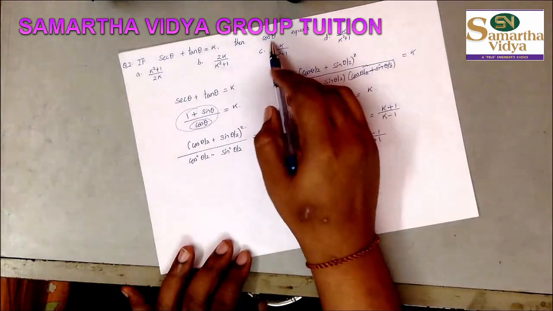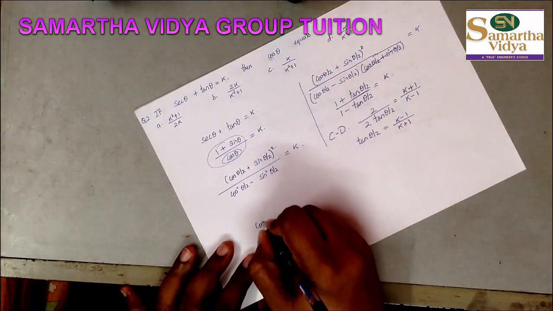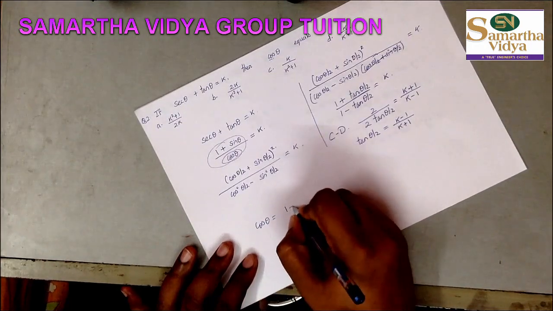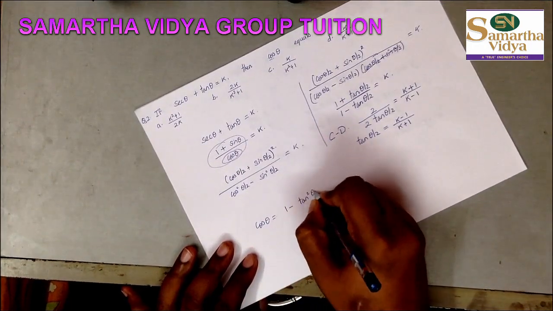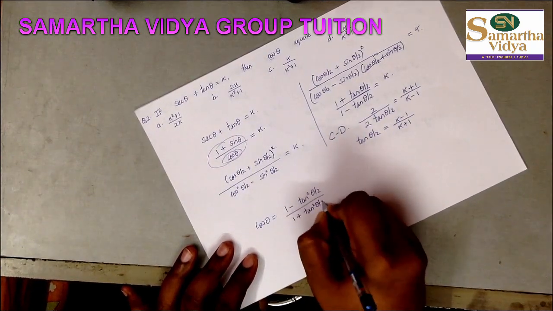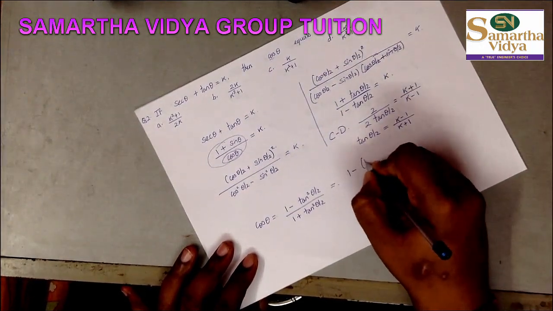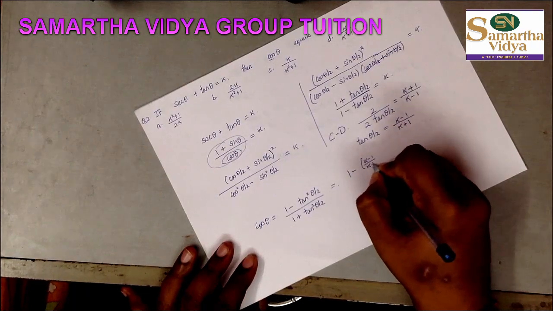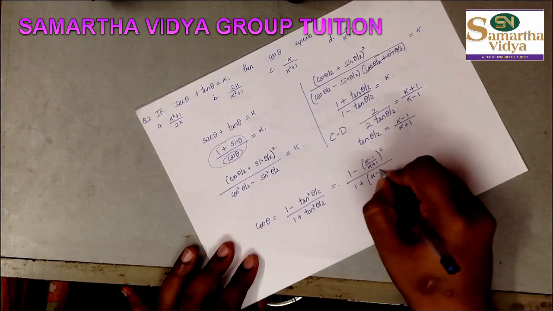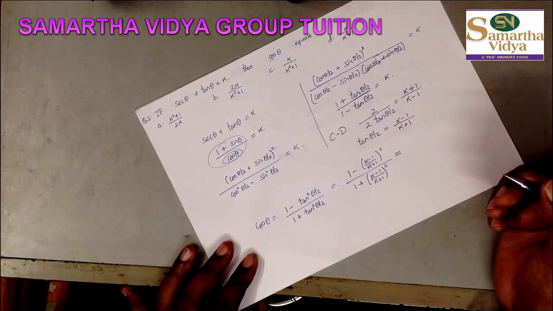Now back to the question, we need to find what is cos theta. Now we know that cos theta in terms of half angle tan formula is nothing but 1 minus tan square theta by 2 upon 1 plus tan square theta by 2. So we can just substitute what is tan theta by 2. So it's becoming 1 minus k minus 1 upon k plus 1 the whole square upon 1 plus k minus 1 upon k plus 1 the whole square. So now we just need to simplify this.